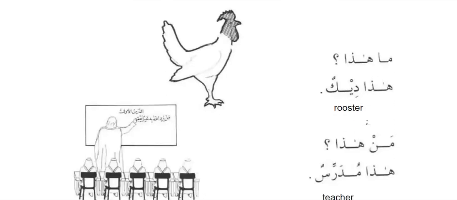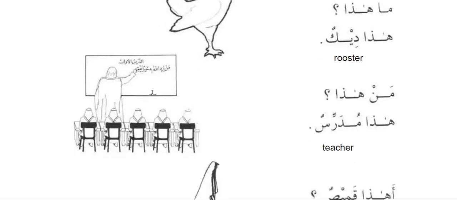ما هذا? What is this? هذا ديك. This is a rooster. Cock-a-doodle-doo. من هذا, pointing to this guy up front there. هذا مدرس. This is a teacher.